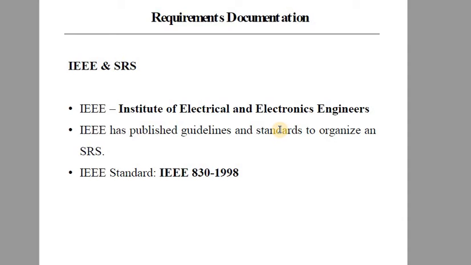After requirements elicitation, documentation and analysis, and after the review process, at the end, the requirements phase produces one document. That document we call the requirements document. In the standard way, we call it SRS, software requirement specification.